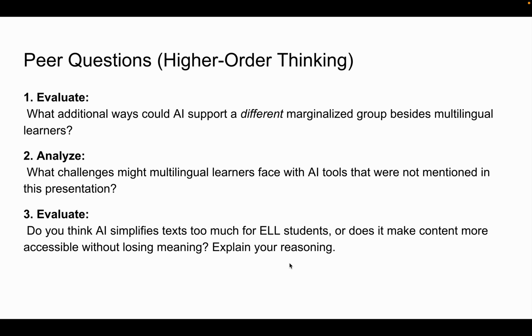Peer questions. For my peer engagement questions, I wanted to focus on higher level thinking. I asked peers to evaluate how AI could benefit another marginalized group, to analyze additional challenges that might come up for multilingual learners, and to evaluate whether AI tools simplify text too much or actually make learning more equitable. These questions encourage reflection on the role of AI in education and whether it promotes or complicates equity.